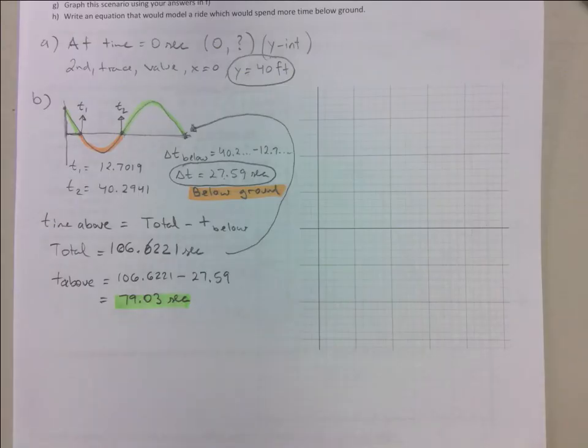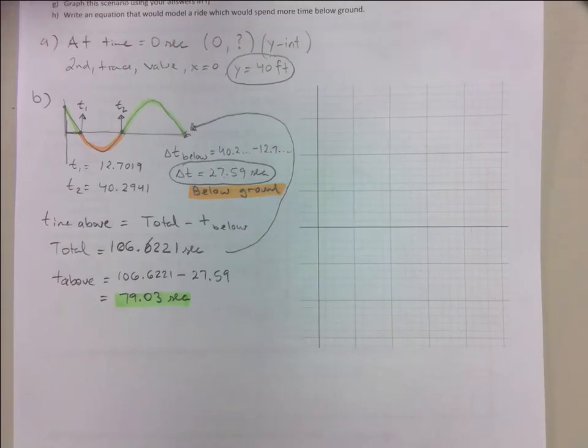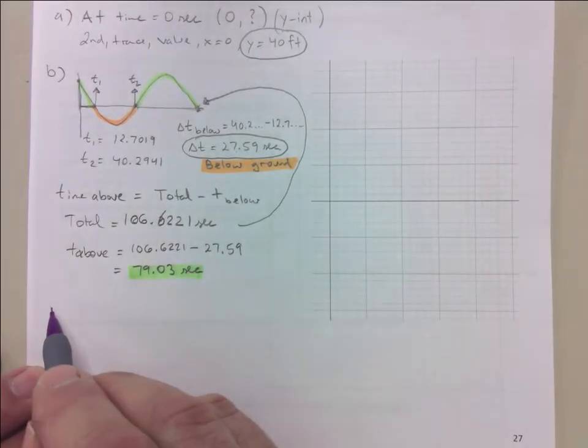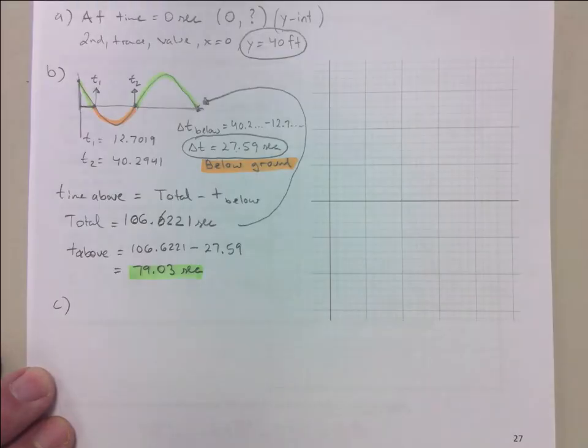So again, your calculator is a very powerful tool. Use it to help you out with these types of questions. Okay? Let's keep going. C. What is the maximum and the minimum heights reached by the track?